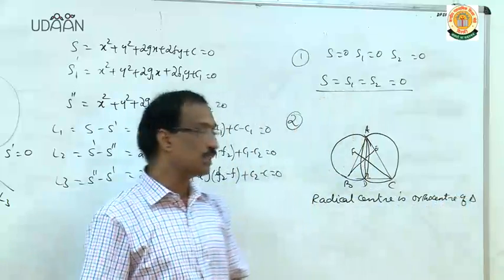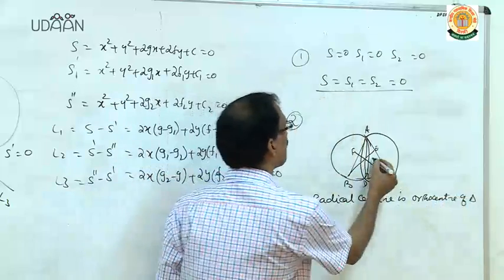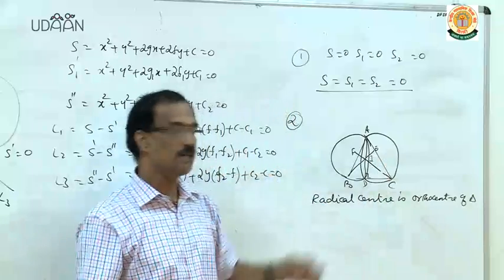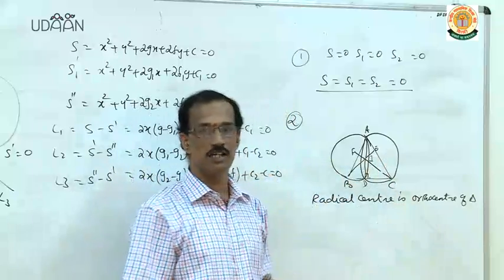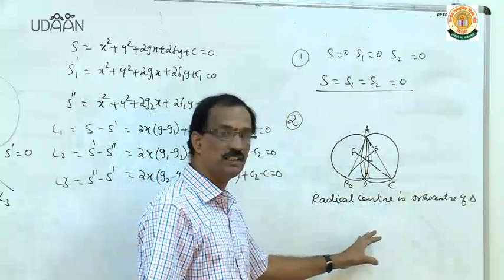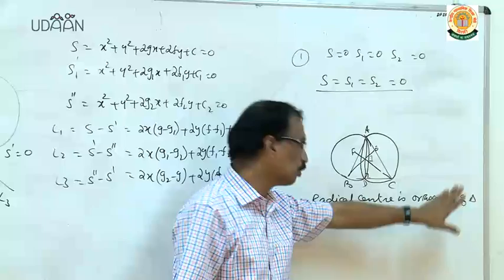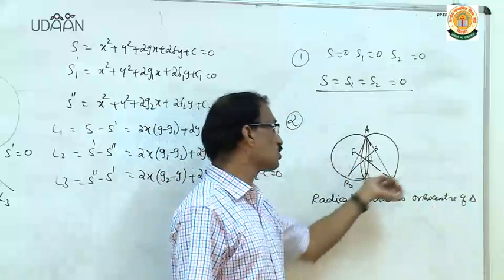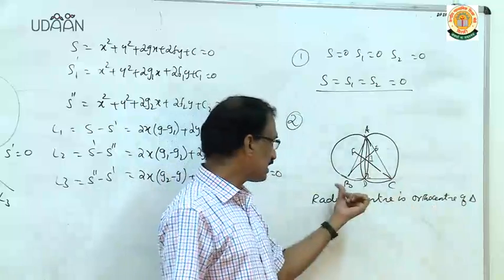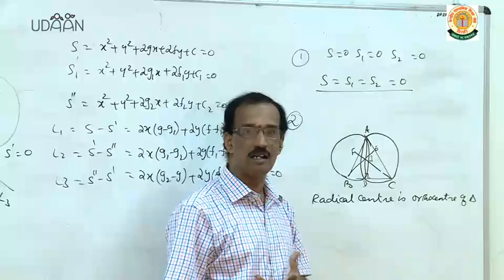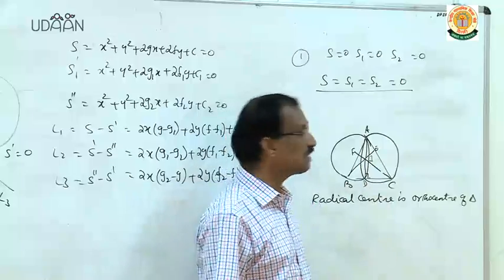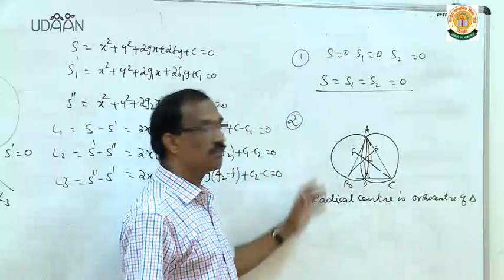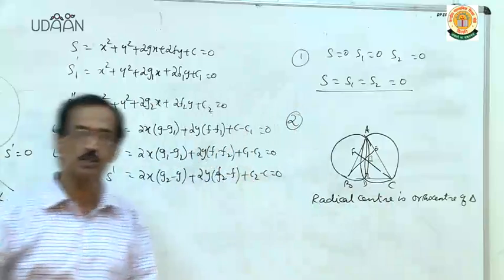So, what is the orthocenter? The point through which all three altitudes pass is called the orthocenter. The radical center and the orthocenter coincide, are one and the same, if the circles are drawn with the sides as the diameter of a circle. Now, let us see an application of these things in the questions.